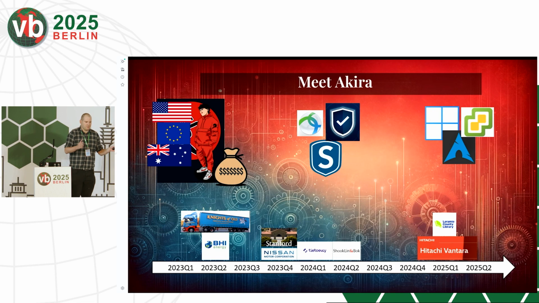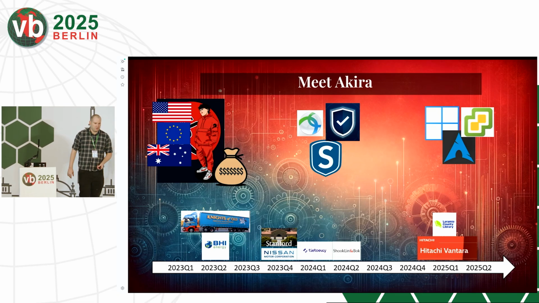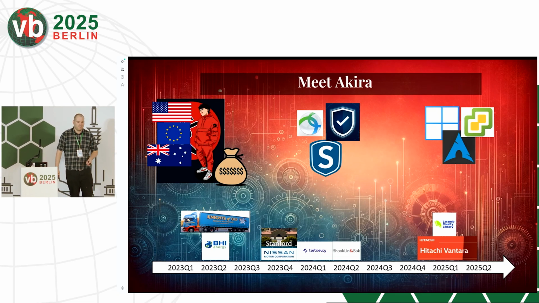But first, a short word about who these Akira people are. They are a RaaS group. They've been with us since at least as early as 2023. They've attacked hundreds of organizations in the US, in the EU, in Australia. They've caused dozens of millions of dollars in damages.